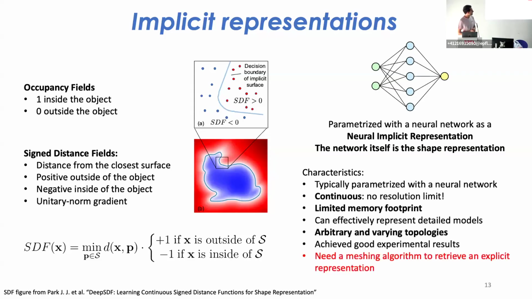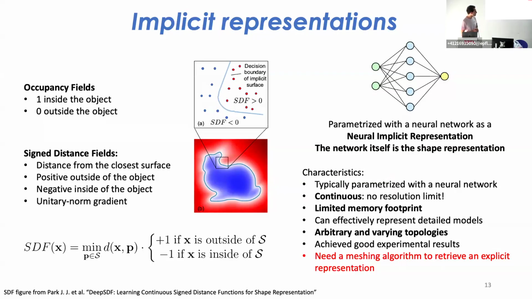So what advantages do we have here? First of all, it's continuous. We don't have a specific resolution limit. Of course, we have a representation power limit of the network. The bigger the network, usually, the more representation power it has, but we don't have a specific resolution limit. It usually has a very limited memory footprint. It's usually lighter than the mesh, especially if you encode multiple meshes with a single network, which I'm going to show in the next slide.